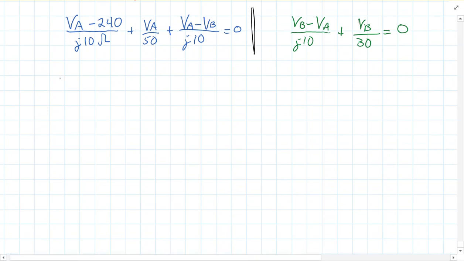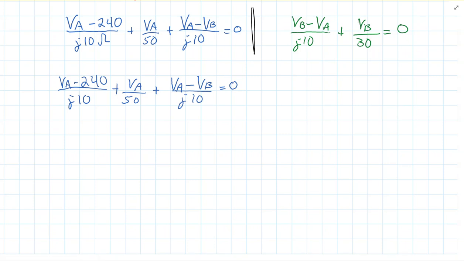Alright, so let's look at (VA minus 240) over j10 plus VA over 50 plus (VA minus VB) over j10 equaling 0. Well, it makes sense that we're going to clear that denominator out, and I think what makes sense to do is multiply by j50. So I don't make arithmetic errors, I'm going to be careful here.